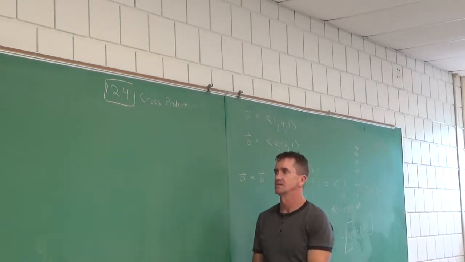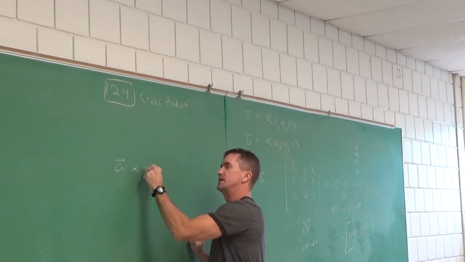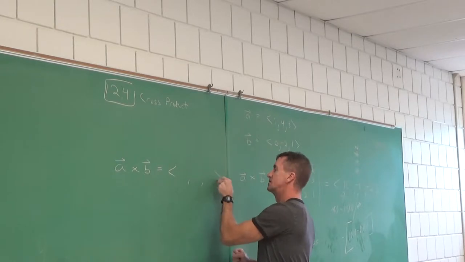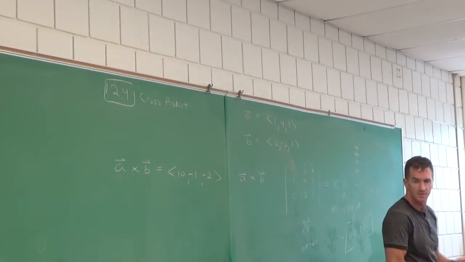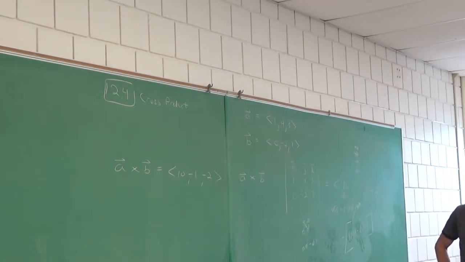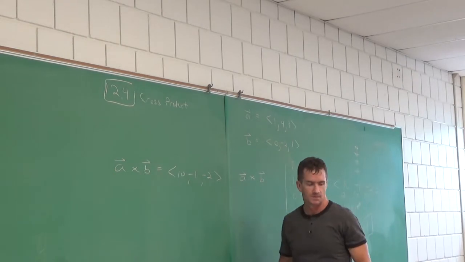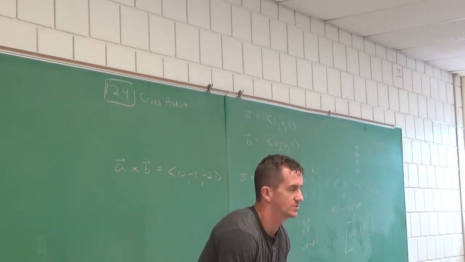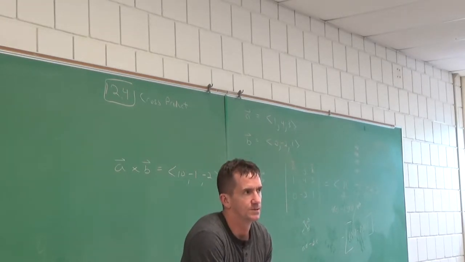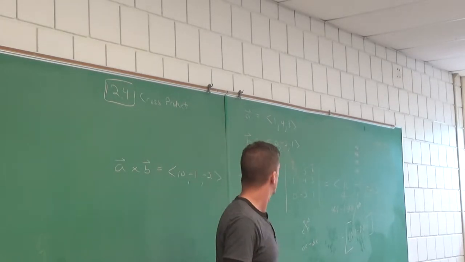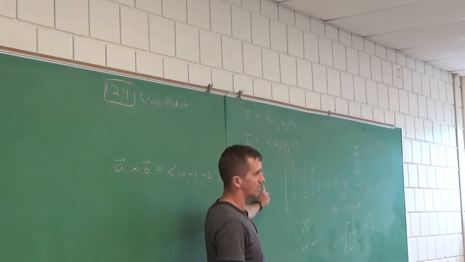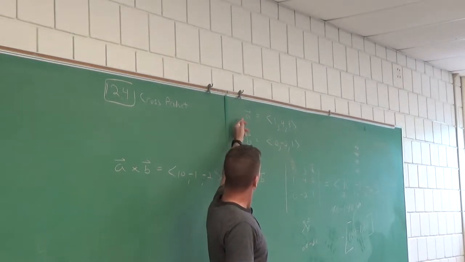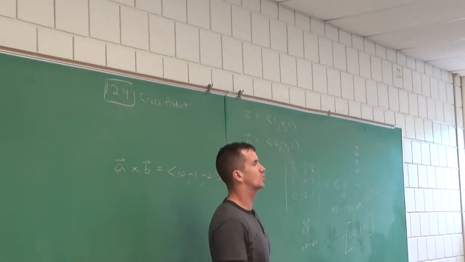That's the cross product. So I'm going to write it really big here. A cross B is the vector 10, negative 1, negative 2. All right. And this is huge, everyone. This is very powerful. I know that's the definition of this vector, from that mathematician Hamilton, but this is what's huge. The cross product of two vectors is orthogonal to each vector. The cross product of A cross B is going to be orthogonal to vector A and orthogonal to vector B. When I say that word orthogonal, think perpendicular.